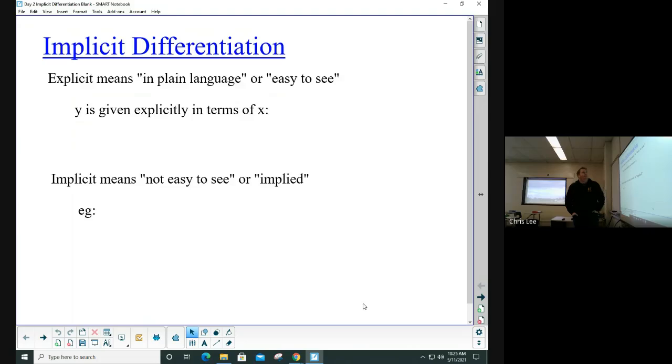So the title is called Implicit Differentiation, which we need to make sure we understand the English behind what we're doing here. Explicit means in plain language or easy to use, kind of obvious. That word explicit means it's very obvious and easy to see. So in mathematics, when I'm talking about y is given explicitly in terms of x, that's the type of equations we've been studying all along.